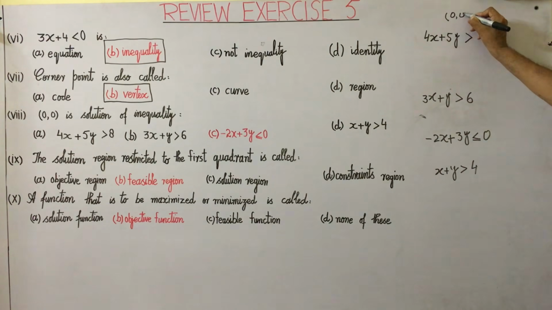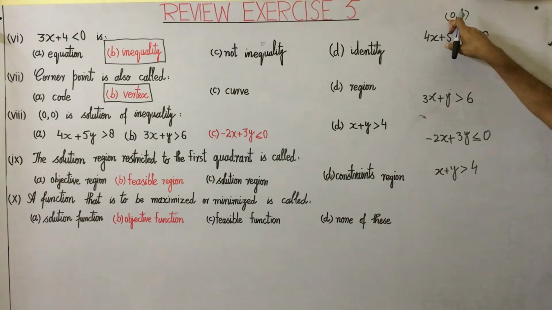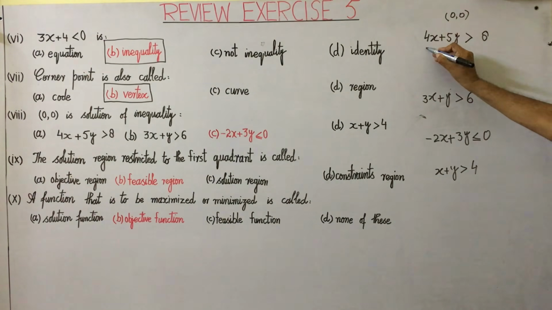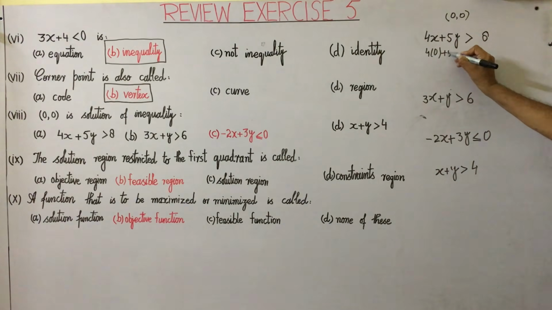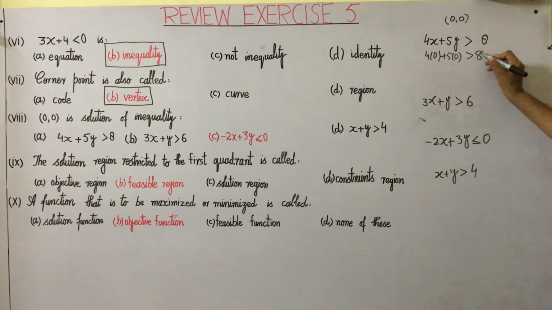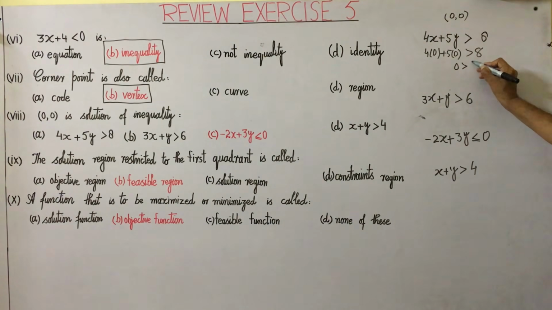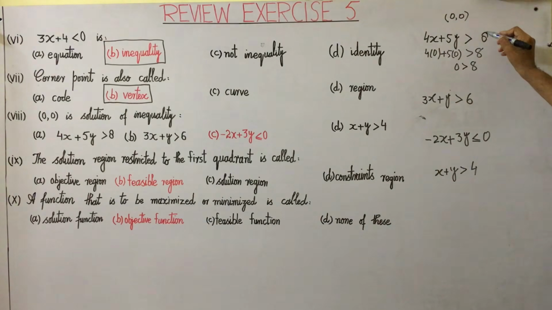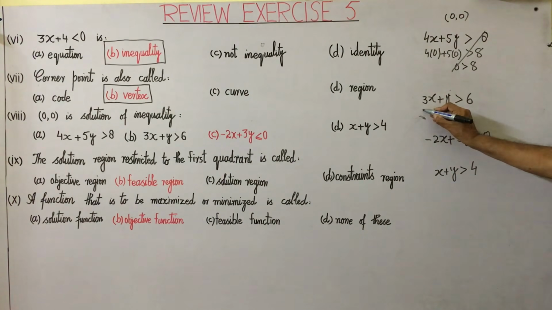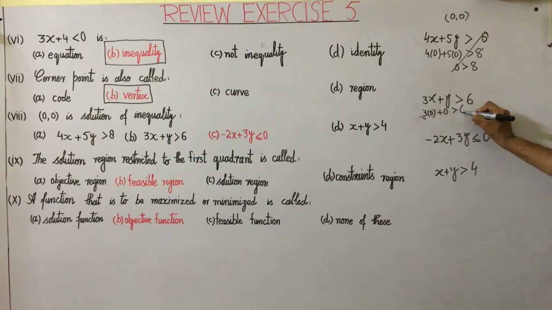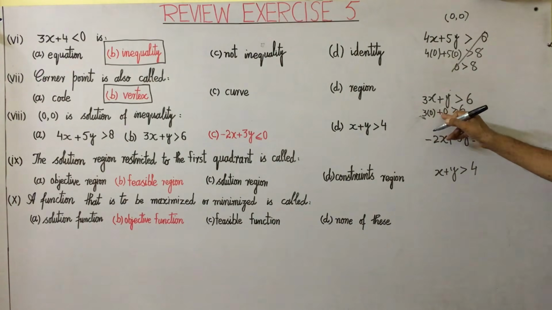0, 0. That is putting the value of x equal to 0 and also y equal to 0. 4 into 0 plus 5 into 0 is greater than 8. 4 zeros are 0 plus 5 zeros are 0 plus 0 is greater than 8. No. 0 can never be greater than 8. False. 3x plus y, putting x equal to 0 and y equal to 0, is greater than 6. 3 zeros are 0 plus 0 is greater than 6. No, 0 cannot be greater than 6.